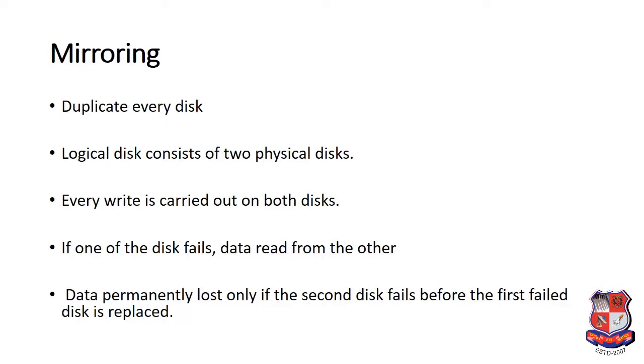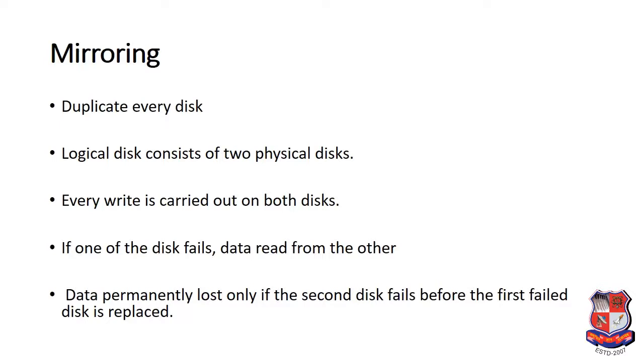So first of all, what is mirroring? Mirroring means duplicating every disk. A logical disk consists of 2 physical disks. Every write is carried out on both disks. So this third point means that every write, that means there are read and write operations. If you are writing something on a disk, then it will be copied to another disk as well. If one disk fails, data is read from the other.